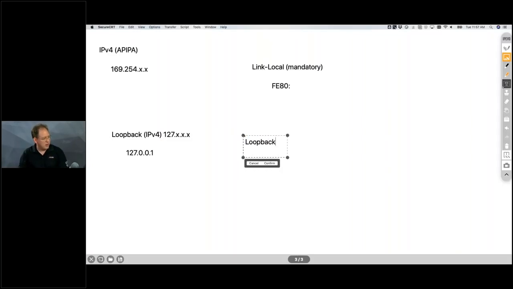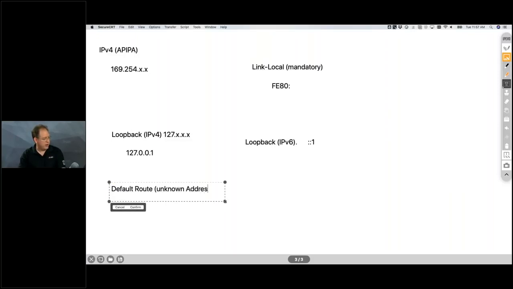In the world of IPv6, the loopback is a very simple number to recognize. It is simply ::1. So 127 bits of just nothing but zeros ending with 1. That is the loopback address in IPv6. And then the last address I want you to be able to recognize, and then we'll take a short break here and see if you have any questions, is the default route, what's also called the unknown address. In the world of IP version 4, that was just all zeros.